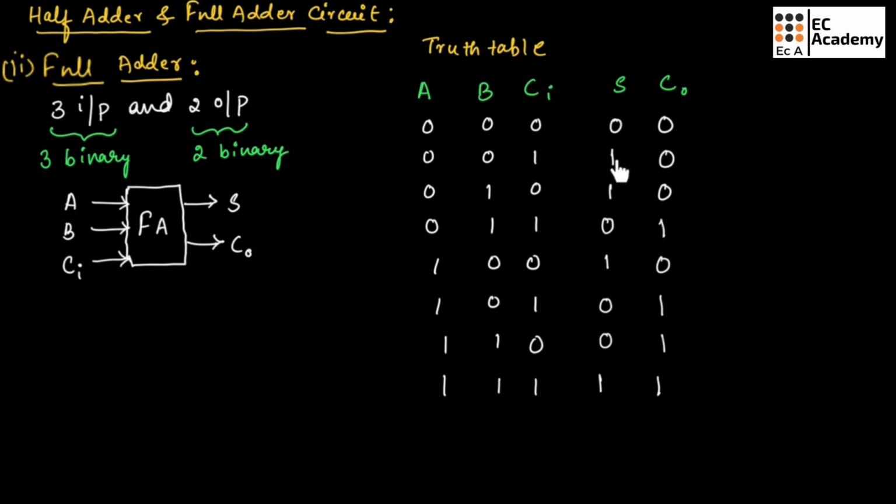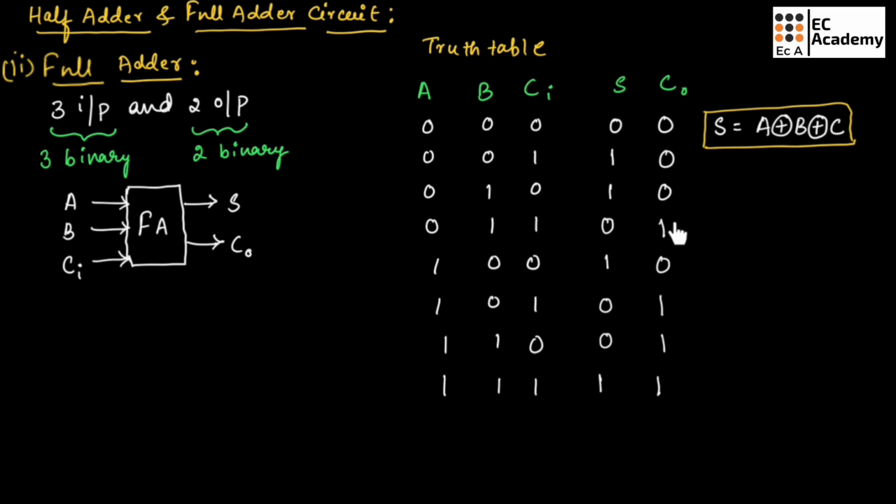For this output, we will get the input bits as A bar, B bar, C. For this output, we are getting A bar, B, C bar. For this output, we are getting A, B bar, C bar. For this output, we are getting A, B, C. If we simplify all these variables, we will get sum as A XOR B XOR C. This is the Boolean expression or Boolean equation for sum.